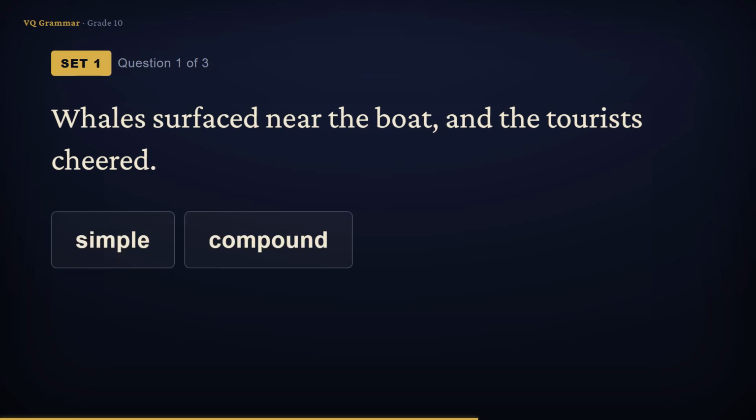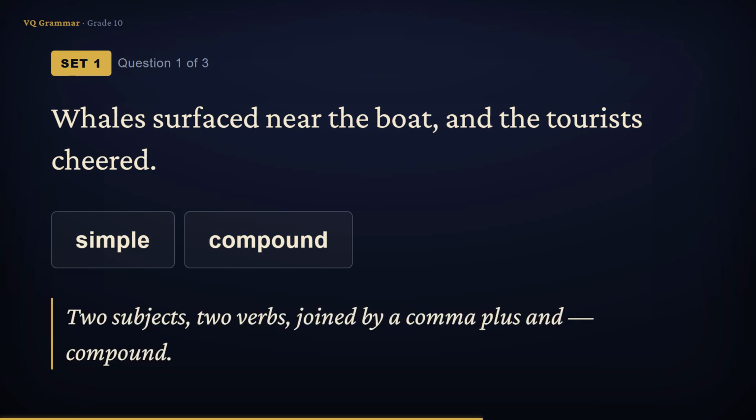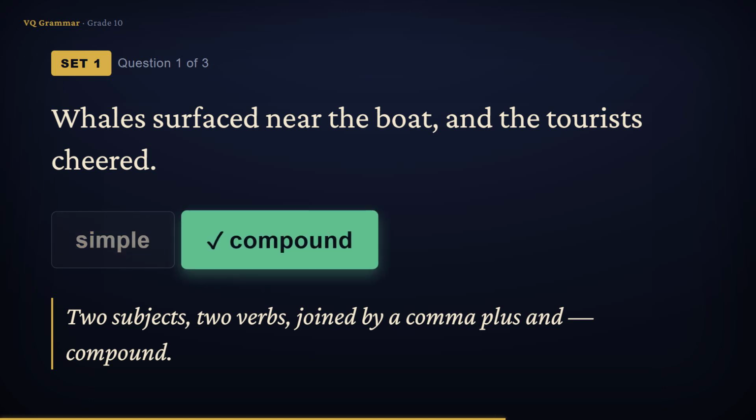Whales surfaced near the boat, and the tourists cheered. Check each side separately. "Whales surfaced" is a subject and a verb. "The tourists cheered" is another subject and another verb. Both halves would stand alone, and a comma plus the word "and" joins them. So this one is compound.